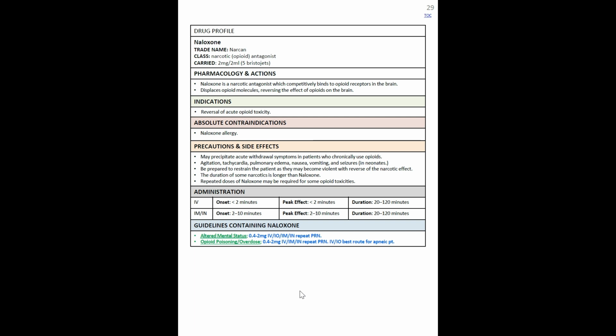Narcan is a good drug, though, to give if you are really unsure and you're at a dead end, or maybe you're suspecting an opiate overdose. The dose for that is 0.4 to 2 milligrams. You can give this IV, IM, or IN, and you can repeat it as needed.